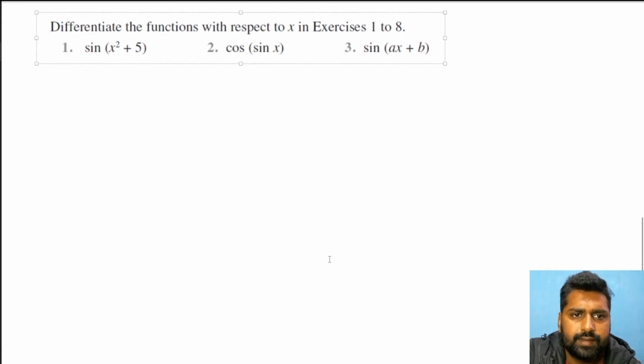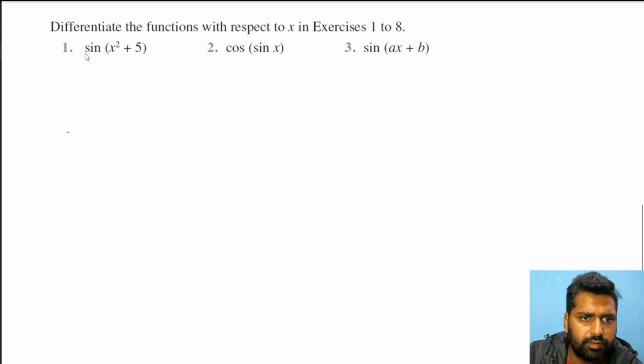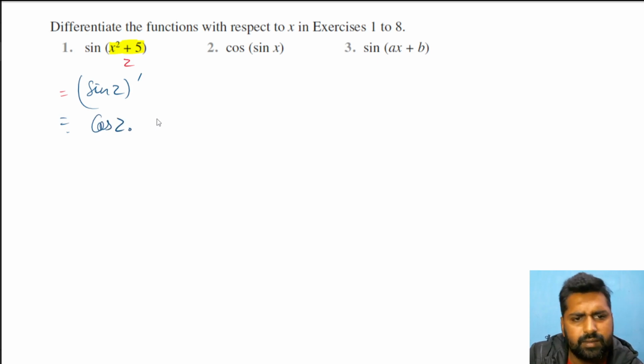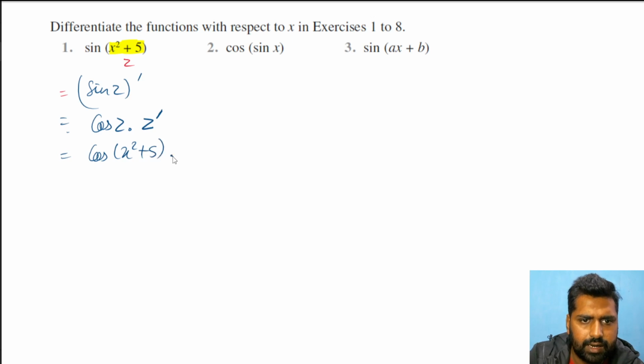Same idea. You have to differentiate with respect to x. Leave the first function, that is sin, and consider the inside to be your z. The question will look like sin z, and you have to differentiate. What is the differentiation of sin z? Cos z into dz/dx, which can also be written as z dash. So cos of z, where z was x square plus 5, and the differentiation of x square plus 5 will become 2x. So 2x cos of x square plus 5.